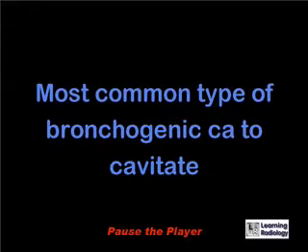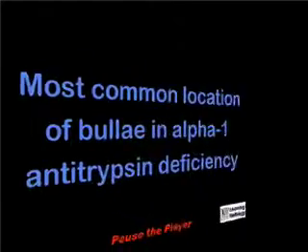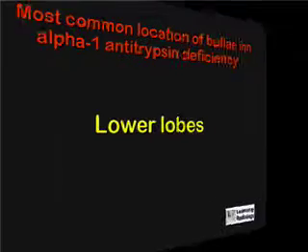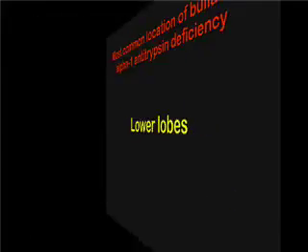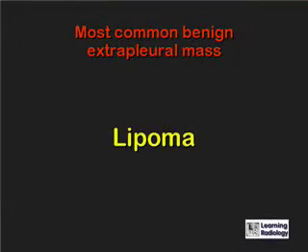What is the most common type of bronchogenic carcinoma to cavitate? Squamous cell carcinoma. What is the most common location of bullae in alpha-1 antitrypsin deficiency? The lower lobes. What is the most common benign extrapleural mass? A lipoma.